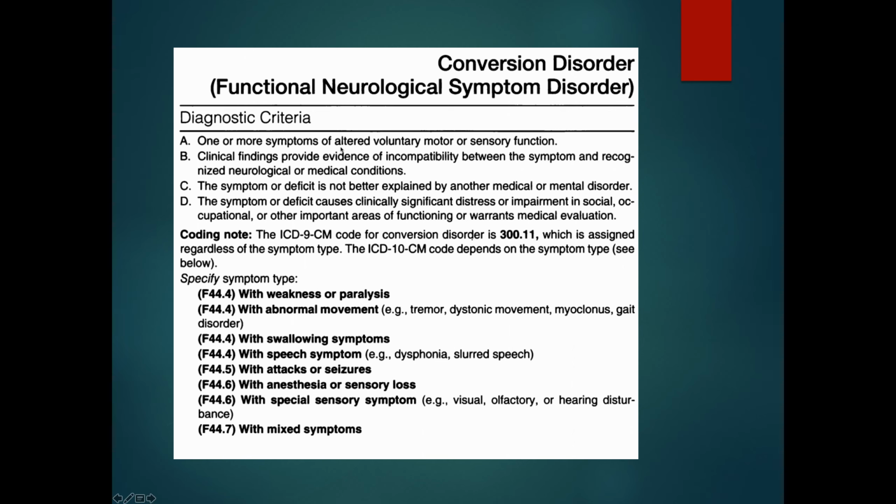So one or more symptoms of an altered voluntary motor or sensory function. For example, they have weakness or paralysis, like I can't move my left arm, or abnormal movement, right? Their gait is off, like they're limping. I can't swallow. I can't speak right. Seizures. I can't feel things, see things. I lost my vision, or some combination.